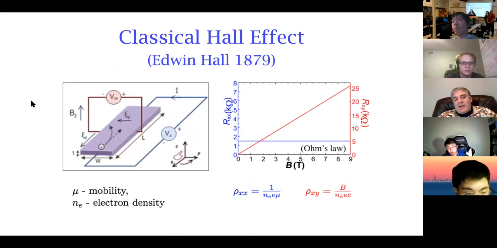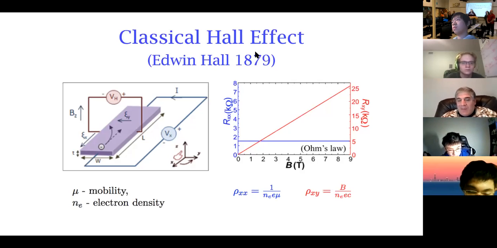And let me first explain what the classical Hall effect is, although you probably studied that in school. It is a very simple thing. It was discovered by a student, Edwin Hall. His advisor recommended that he do these measurements, and he did it. And that's why it's called the Hall effect.